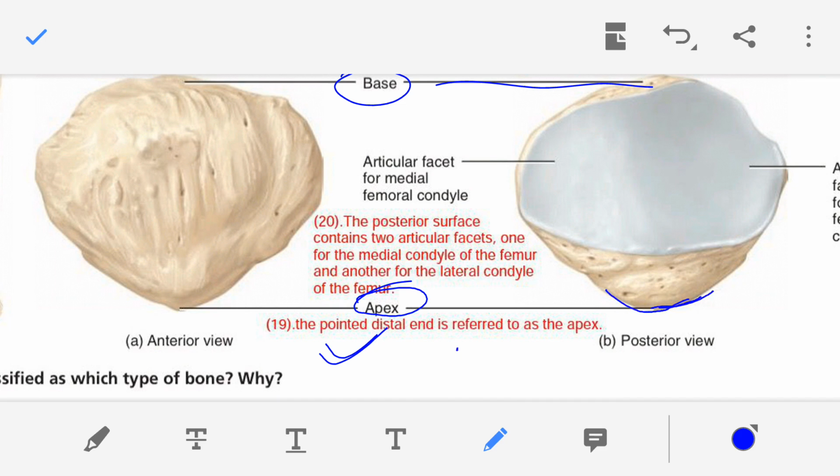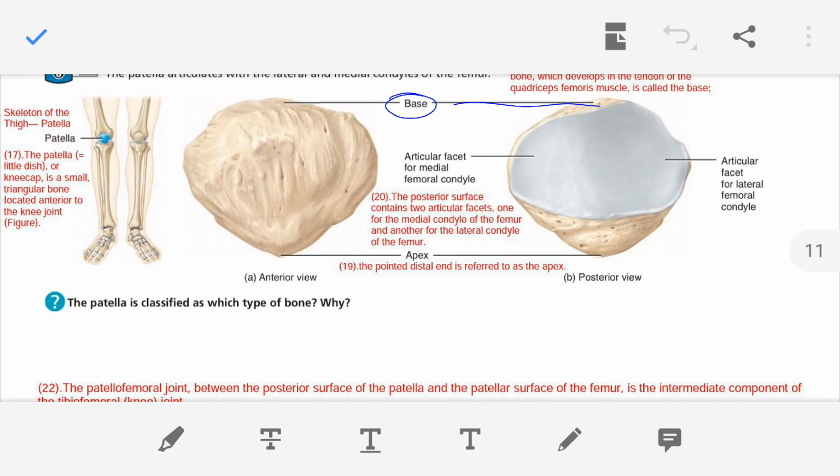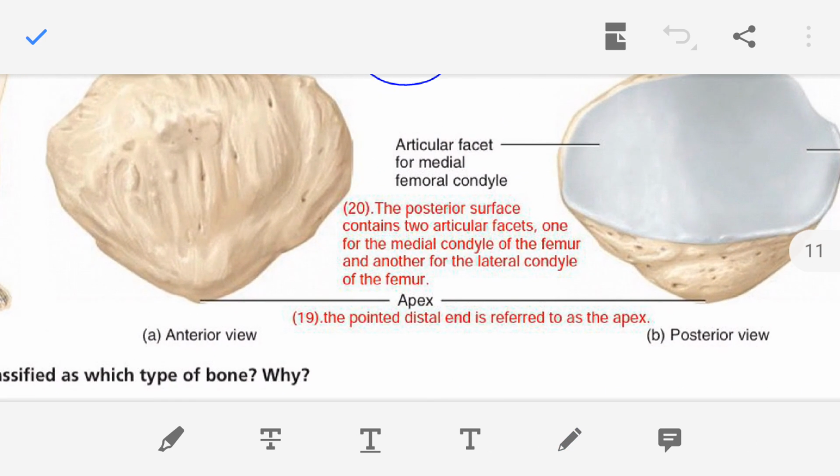For example, this one, this is the pointed distal end, this one in the anterior view, this one is the posterior view. So the pointed distal end is referred to as the apex. So here the apex is shown, here the apex is shown. So these are the apex. Now point number 20.